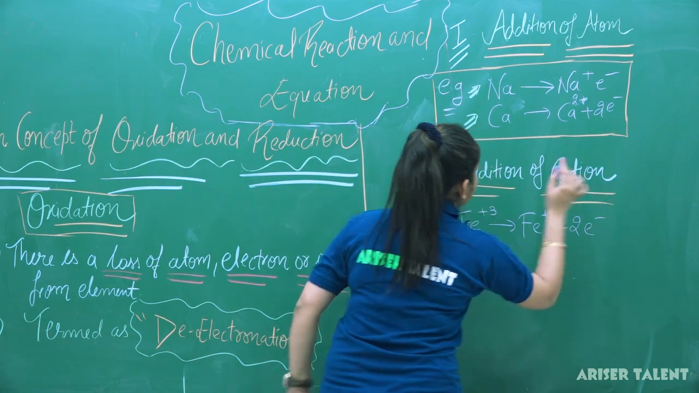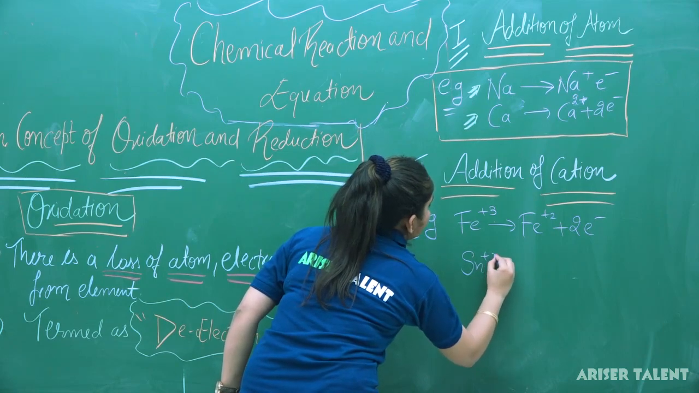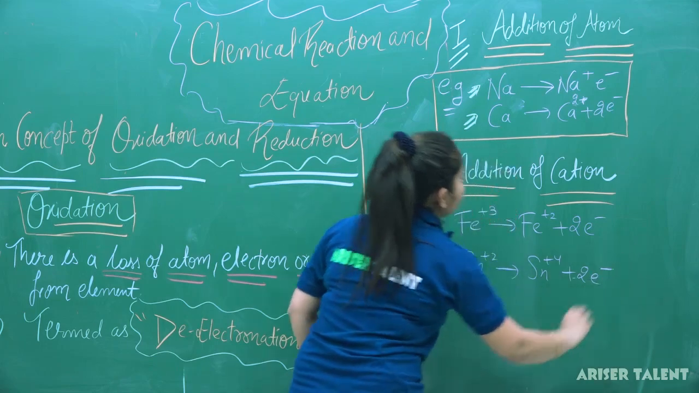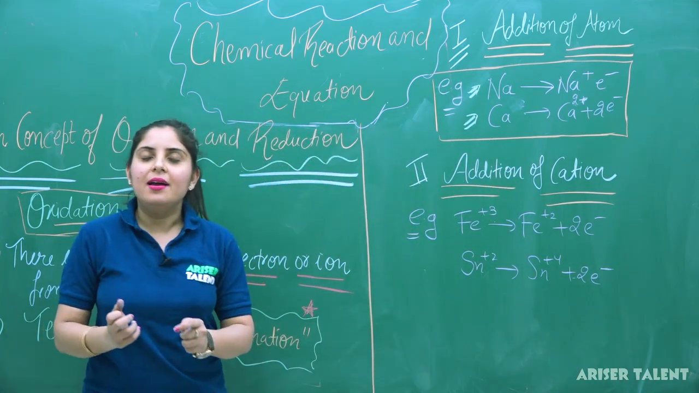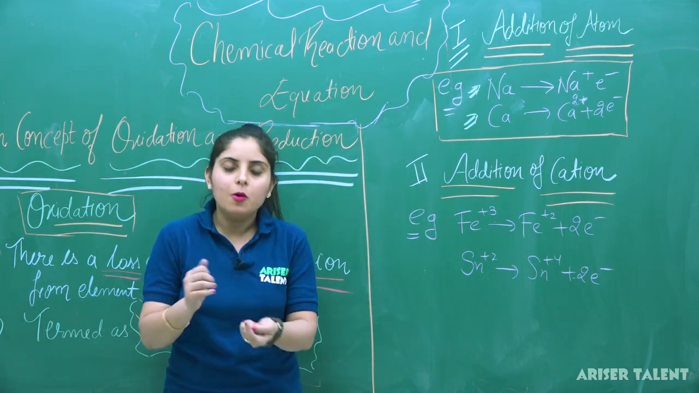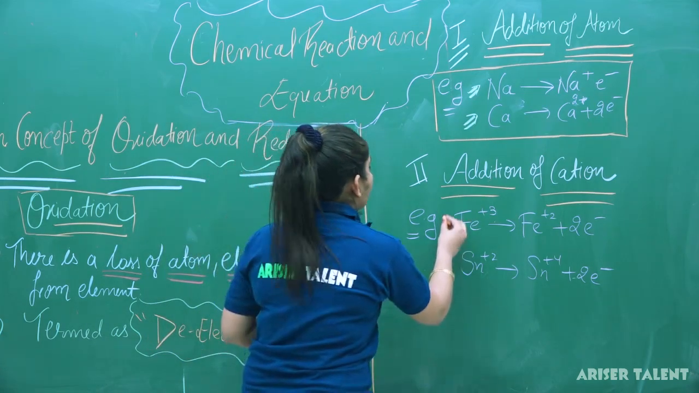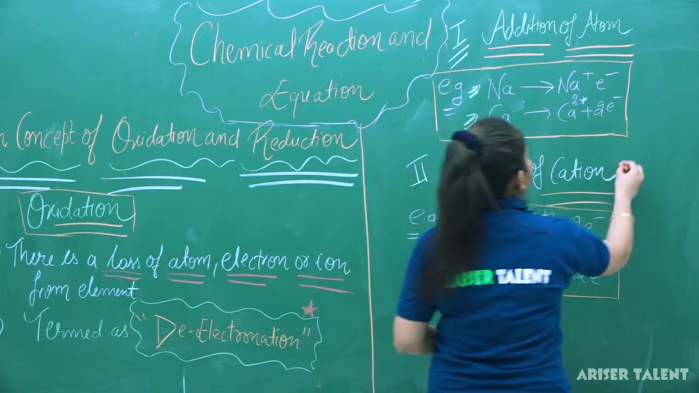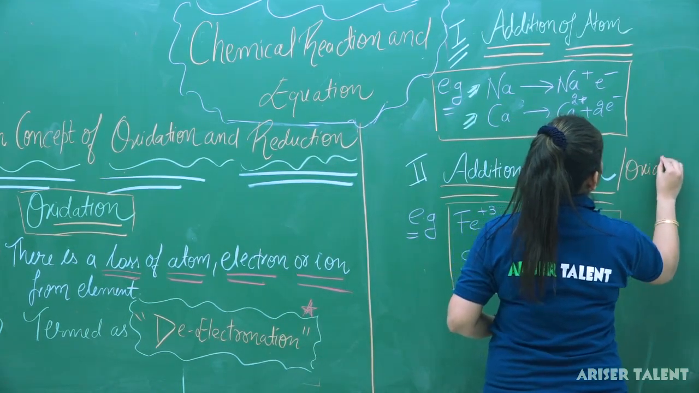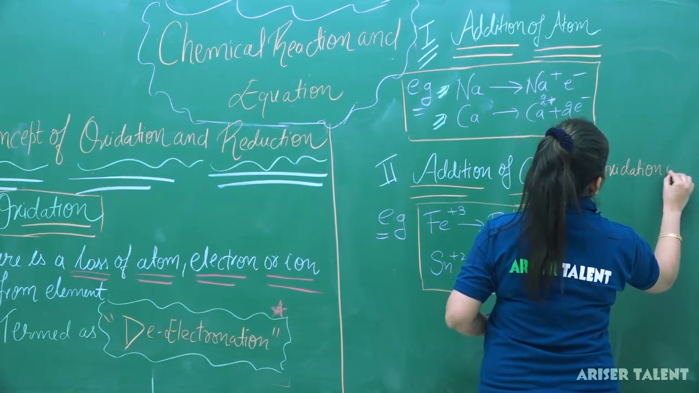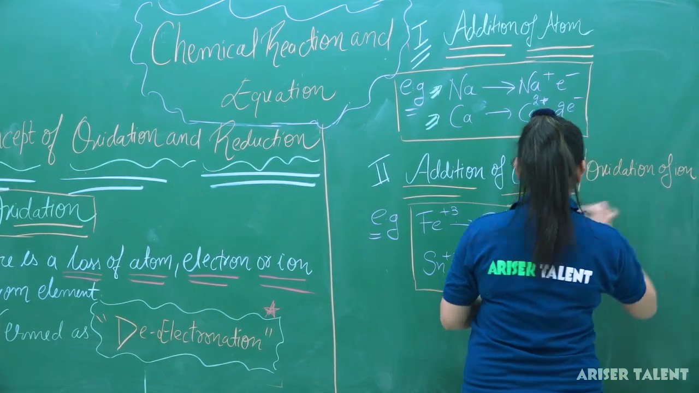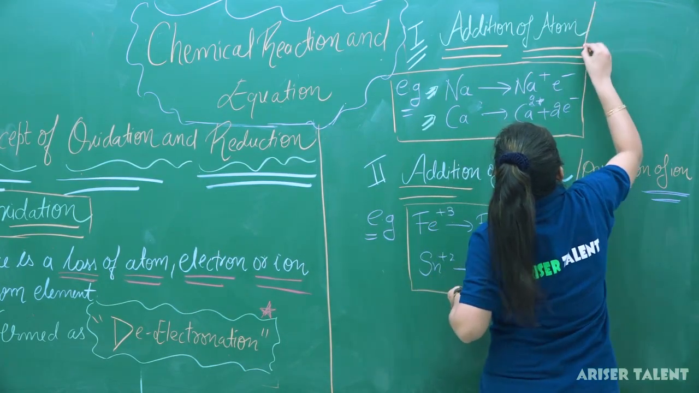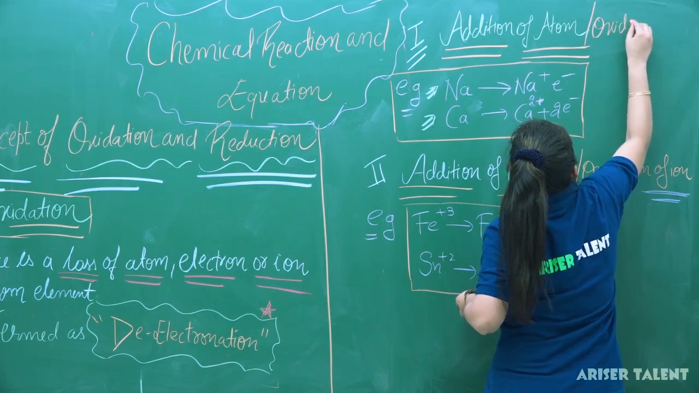Sn2+ will be formed from Sn4+ plus 2 electrons. So, in case of the category of the cation, oxidation of the ion will occur only when there is a loss of electron. We can also say it is oxidation of ion, and we can also say this is oxidation of atom.